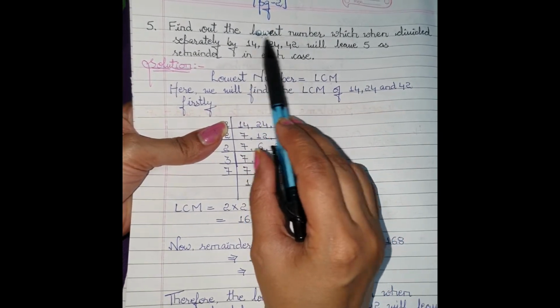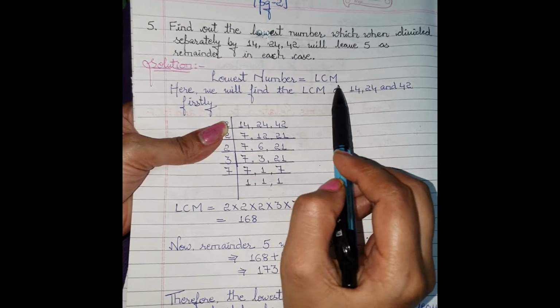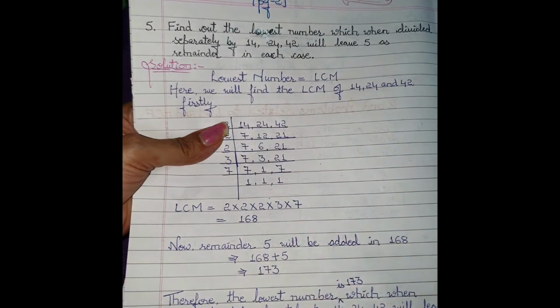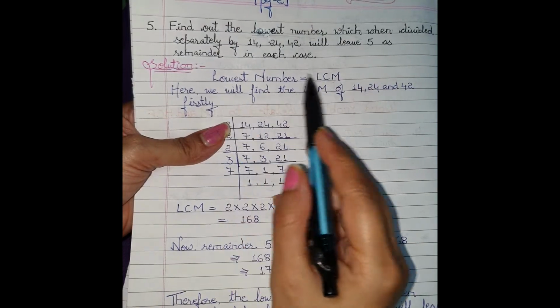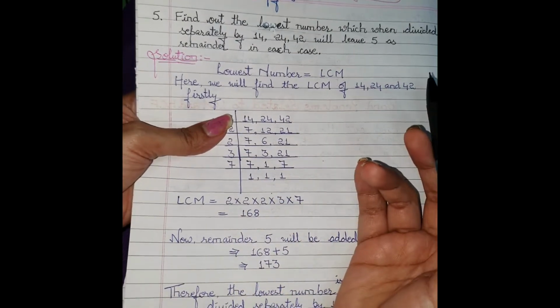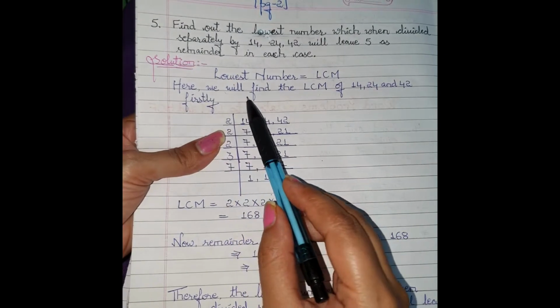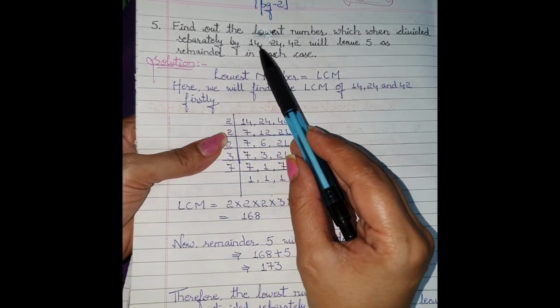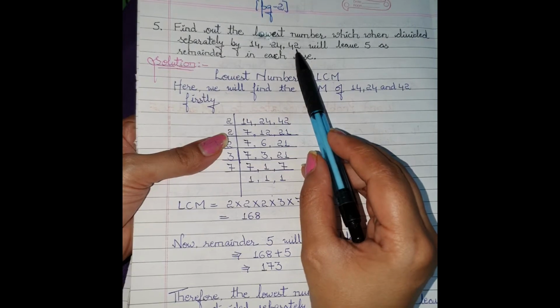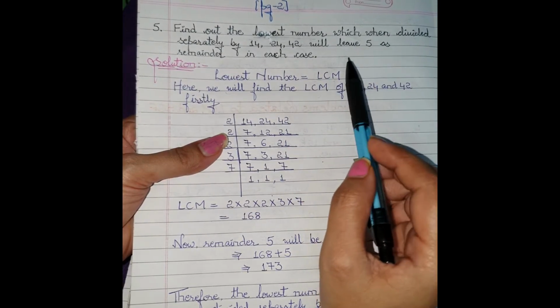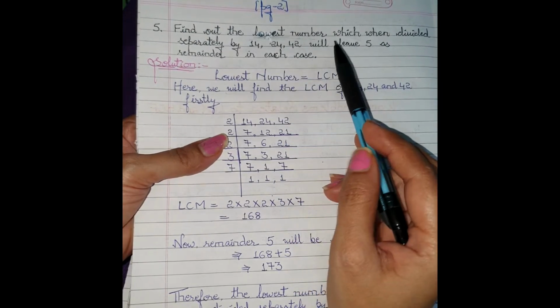See student, here lowest number means LCM, because L means least and lowest. So lowest and least is the same meaning. So here we have to find LCM. Now here firstly we will find the LCM of 14, 24 and 42. There is one difference between HCF and LCM here.